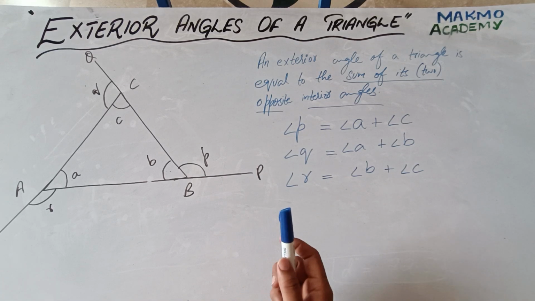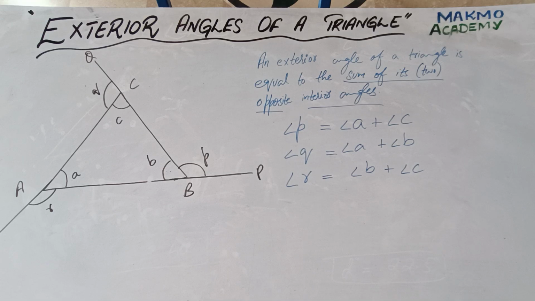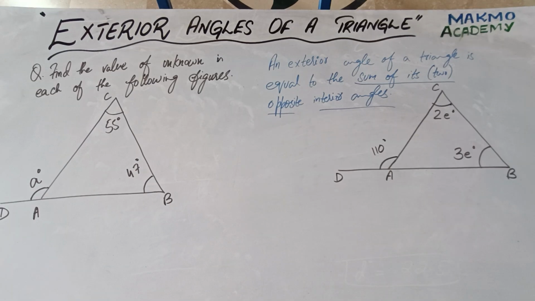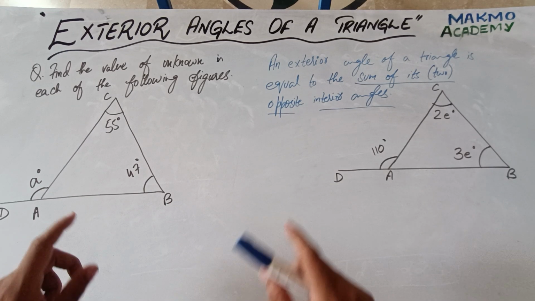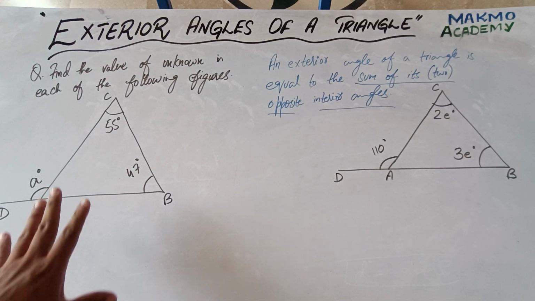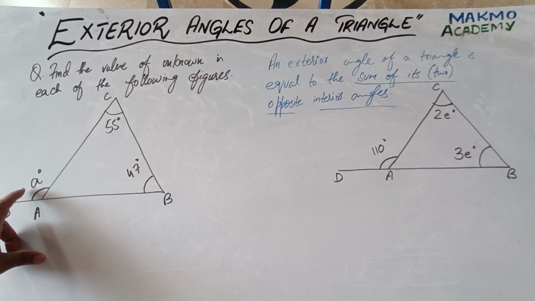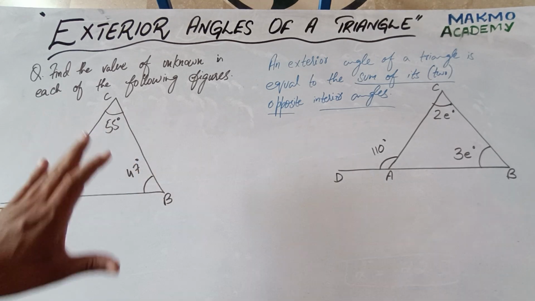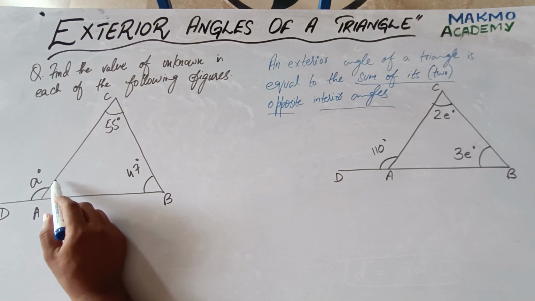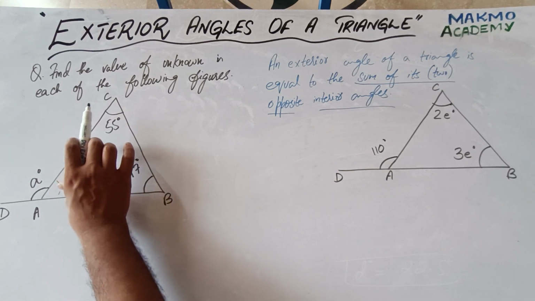Now we will use this property to find the value of an unknown angle in a problem. So for that we have to see another question. Now let's look at this problem. There are two problems in front of us. Let's start with this one. There is one unknown angle. An unknown angle is represented by a small letter. So this angle is unknown, and these two opposite interior angles are given, but the adjacent interior angle is not given, and there is no need of it as well.